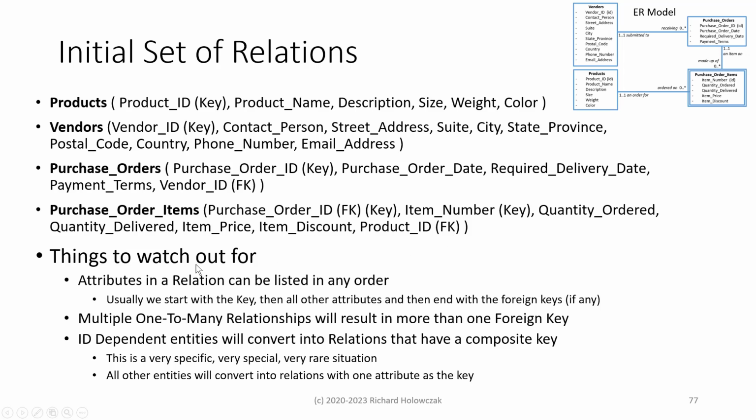A couple of things to note. Attributes in a relation can be listed in any order. Just for convenience, we usually write out the key first, then all of the other attributes, and then any remaining foreign keys go at the end. Multiple one-to-many relationships will end up with more than one foreign key. And finally, this very special, very specific case, ID-dependent entities, will convert into relations that have a composite key. Again, very rare, very special case for ID dependence.